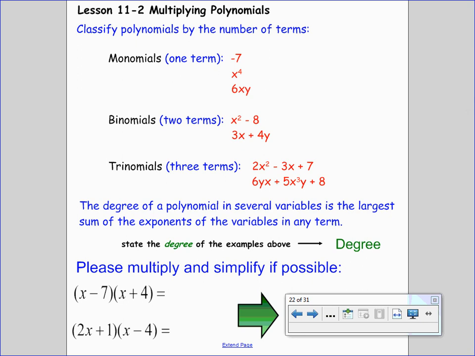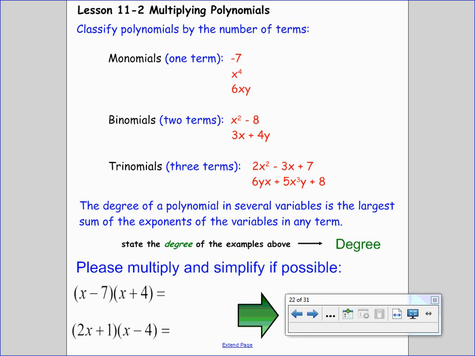A monomial is a fancy name for a single term. Kind of like when your advanced algebra teacher is so boring and he just talks in a single tone. That's called monotone because it's single. A monomial is a single term polynomial, like -7 or x to the 4th. Or even 6xy. 6xy is still a monomial. You might be thinking, wait a minute, it's got an x term and a y term. Nope, because it's a product. 6xy, that's a single term, it's a monomial.